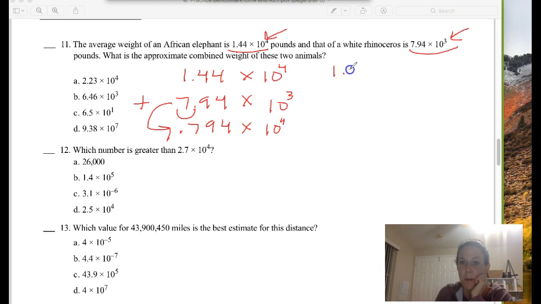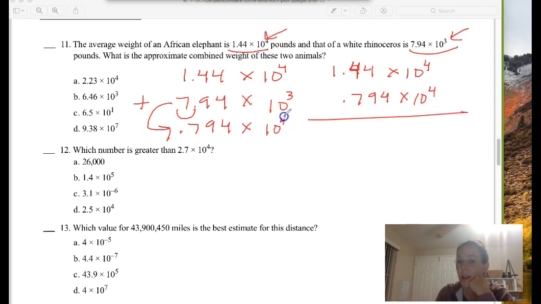So now I can add them. I'm going to go 1.44 times 10 to the 4th, and I'm going to line up my decimal here. This is 0.794 times 10 to the 4th. Now I can add these two together. They have the same exponent. Now I can add them.